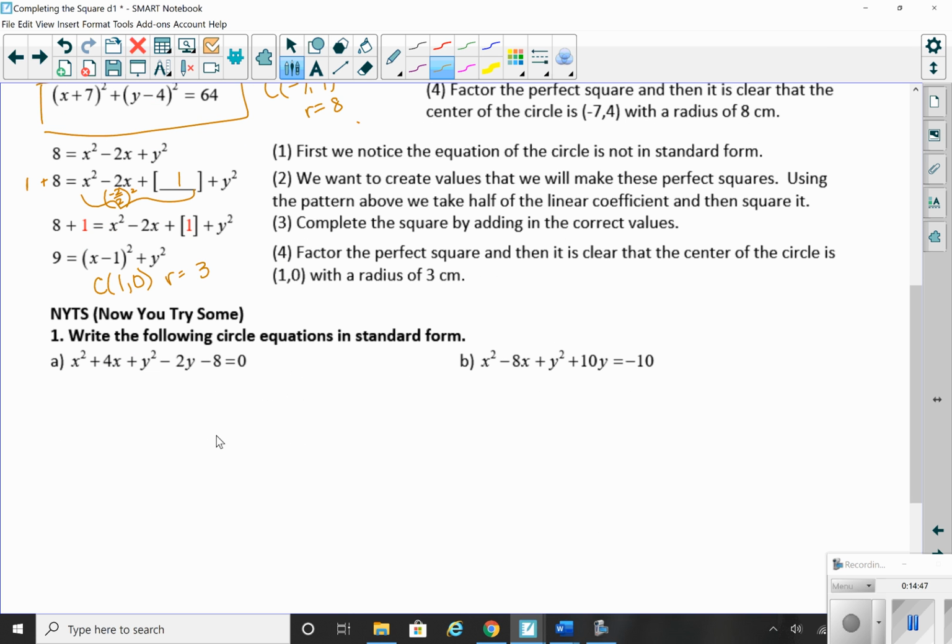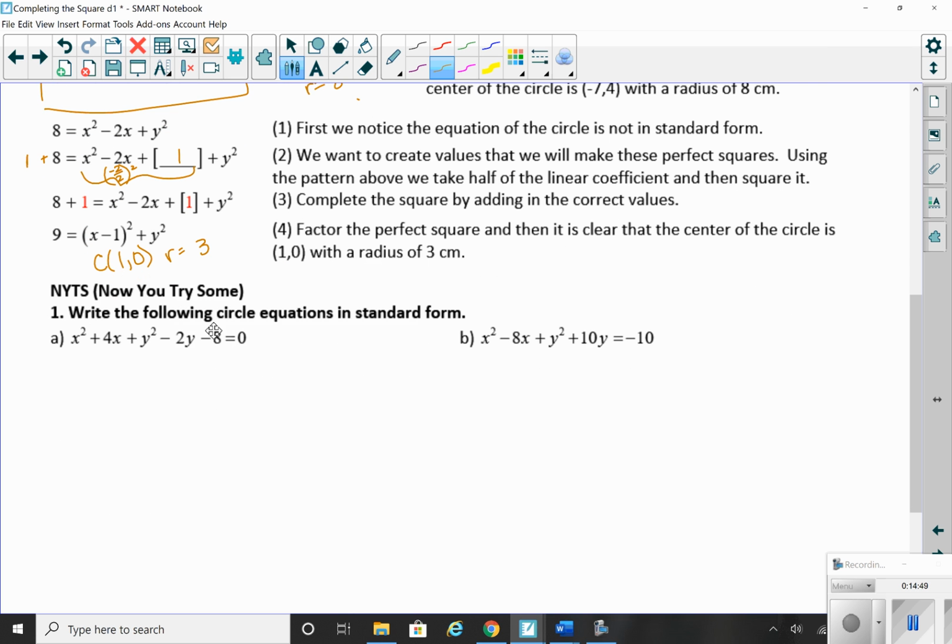Again, they kind of set it up for me. I guess I do have to add the 8 over, right? So I'm going to rewrite this: x squared plus 4x plus blank. I have to complete the square here, plus y squared minus 2y, plus blank. And then I'm going to add the 8 over, equals 8. So now I have to figure out what I'm going to fill in the blanks, because then I'm going to have to add those same values to the other side.